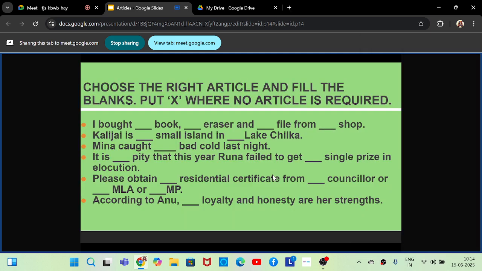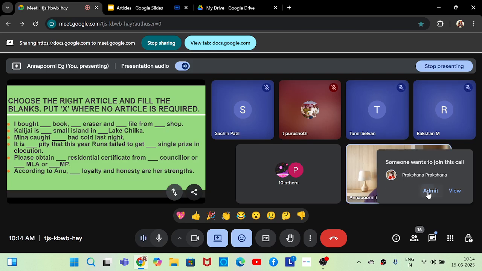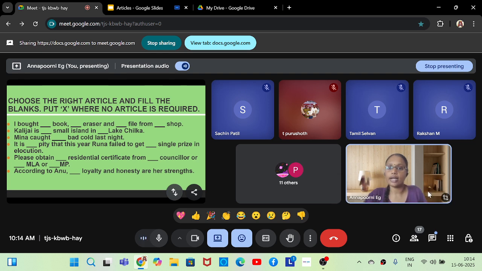So now slowly moving to the activity part. Okay, so in the last class we completed the lesson and now it is time for us to do the activity. So I hope you all remember the rules that we studied in the last class. Okay, with that knowledge, let us try to solve this activity. So, choose the right article and fill the blanks. Put X where no article is required. So, in some questions, an article is not needed. Okay, so in that place, you can just skip it. Okay, let us see. You can raise your hands and answer. Okay, answer one by one. Okay, one by one we will do.